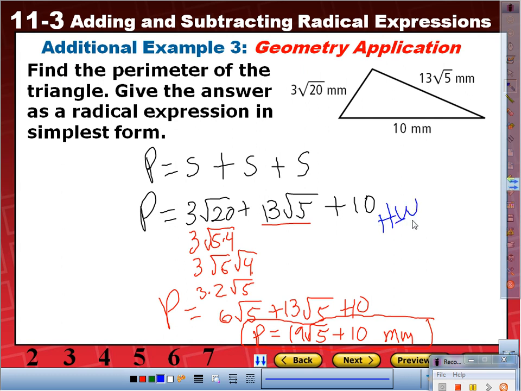So the homework for tonight is on page 713, numbers 1 through 29 all.